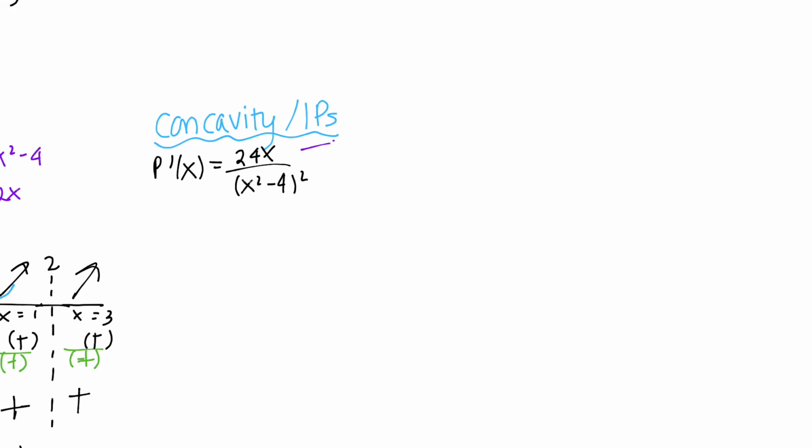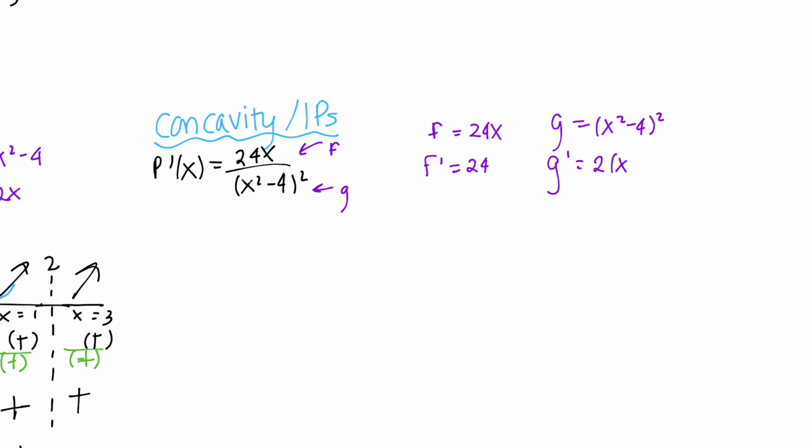Doing quotient rule again, so we have our f and our g. F is equal to 24x, so f prime is equal to 24. G is equal to x squared minus 4 quantity squared. Chain rule here. Bring the 2 down, reduce the exponent by 1, and then the derivative of the inside is 2x. So that comes out to be 4x times x squared minus 4.